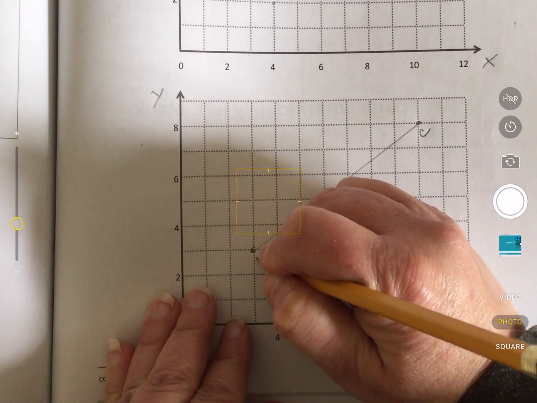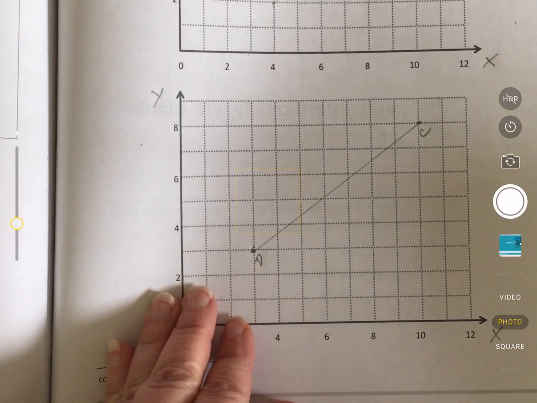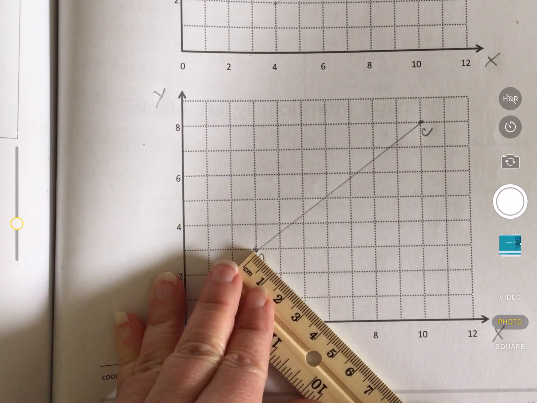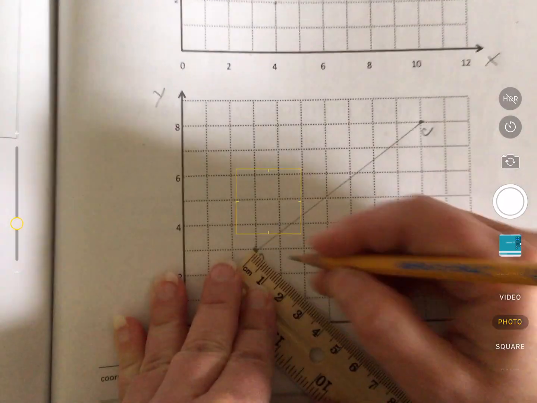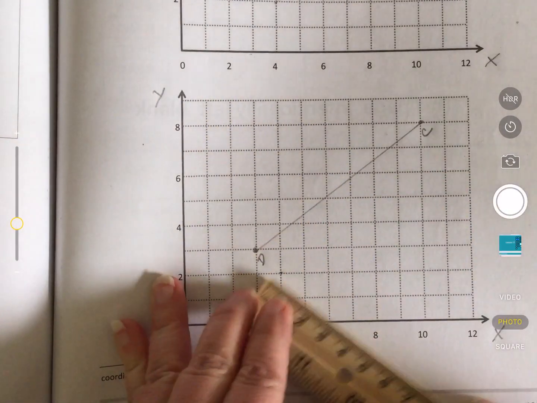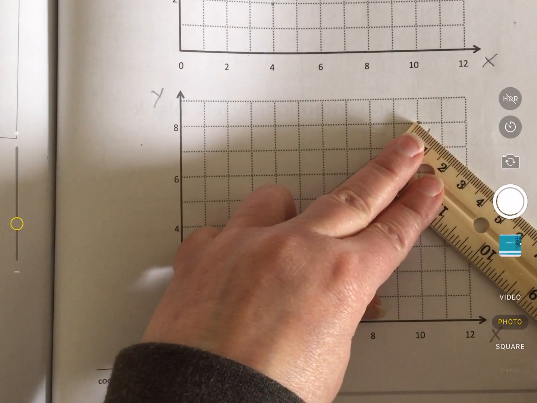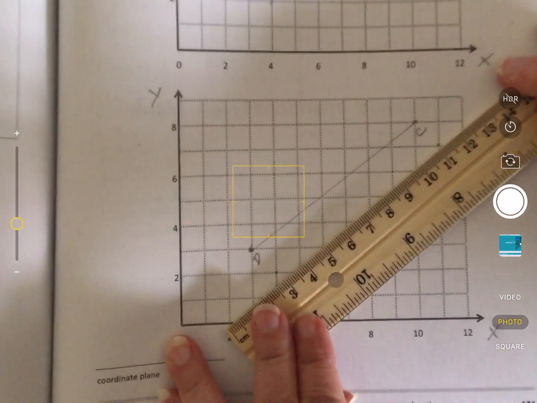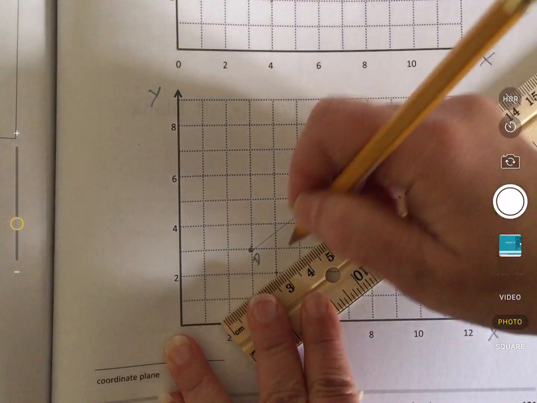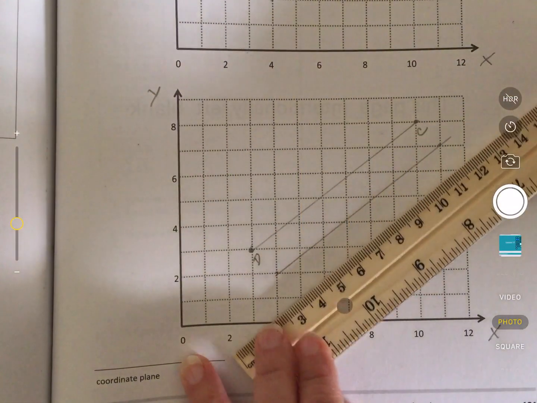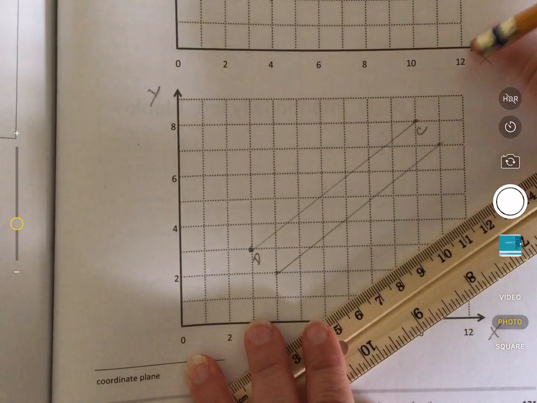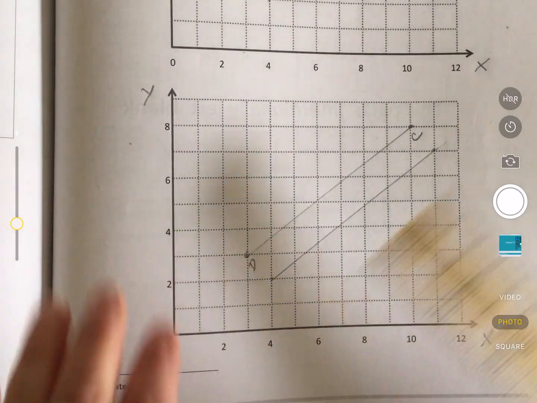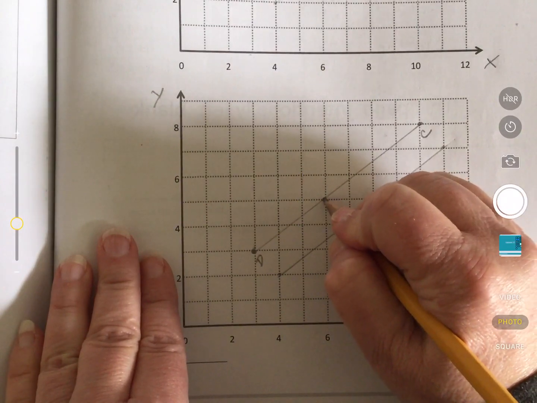And number 3, for C, you should label the (10, 8) as C, and (3, 3) should be labeled D. And then number 3, draw a line segment parallel to CD. Remember, parallel lines are going to be the same distance apart at every point on those two lines. So they're never going to touch, even if they were to continue on into space forever and ever. They're always going to be the same distance apart, so they are never going to cross paths.